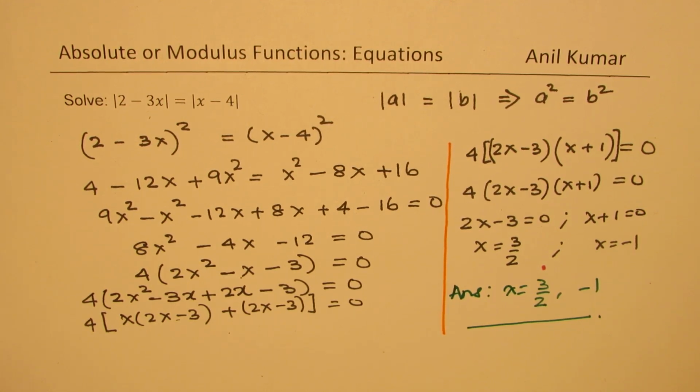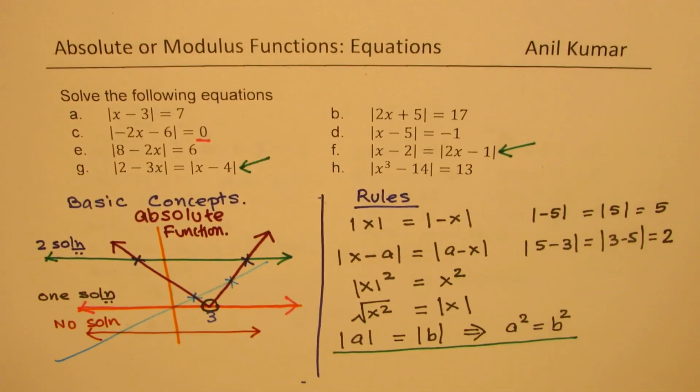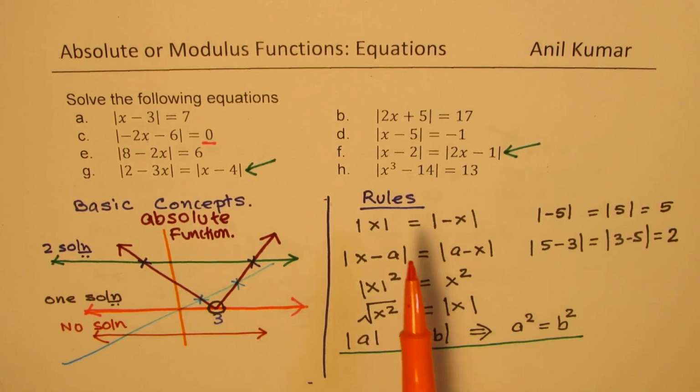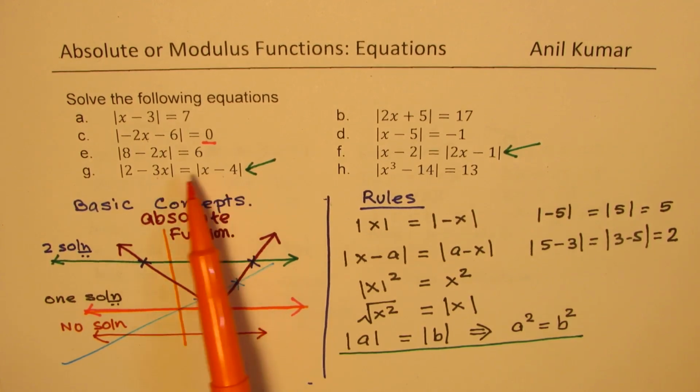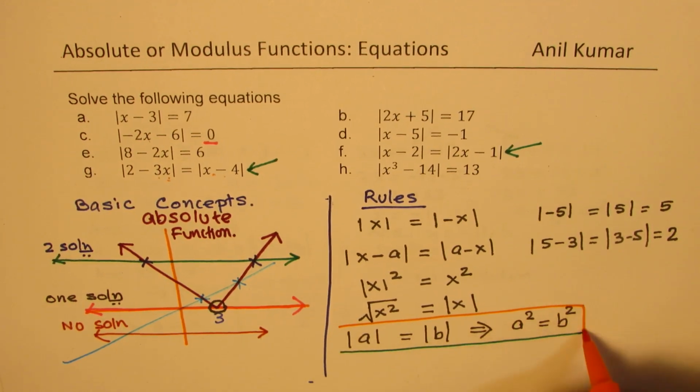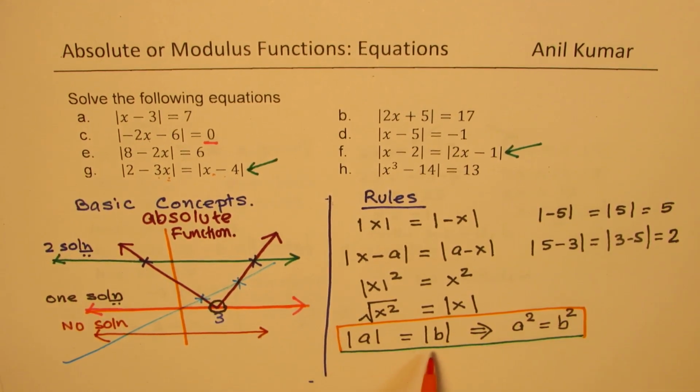So I hope now you understand how to solve equations which involve absolute functions. Remember that it could have two solutions, one solution or no solution. And if you are involving two absolute functions as shown here, the best way to do is to use this particular property, which is absolute value of a equals to absolute value of b, means that a square is equal to b square. So that should give you the solutions.